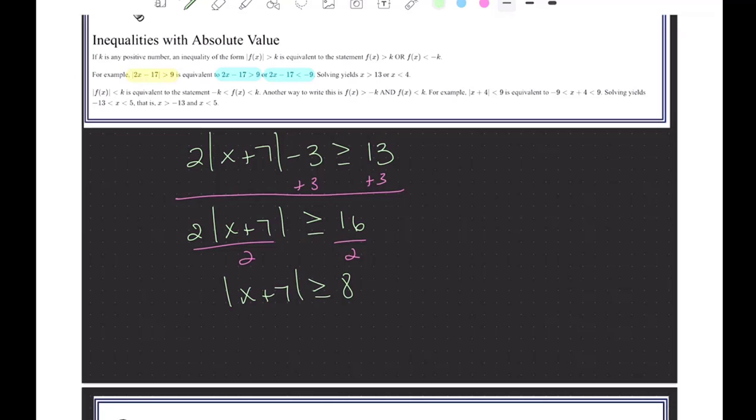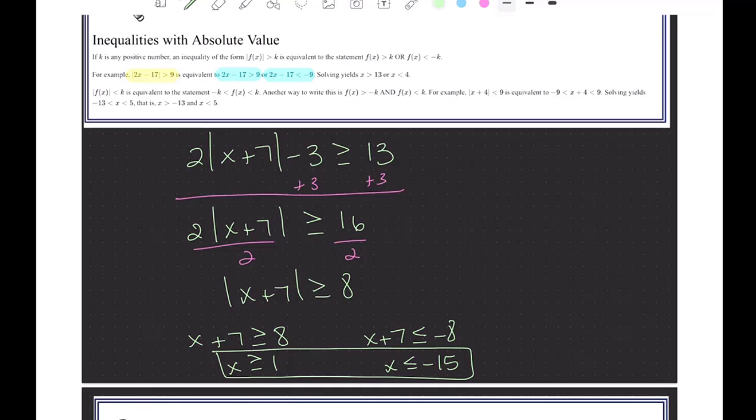So now I can create those two inequalities, right? I'm going to leave the first one just the way that it is. So x plus 7 is greater than or equal to 8. And then my second one, I'm going to flip the sign and I'm going to flip the inequality. So what do I get? x is greater than or equal to 1, and x is less than or equal to negative 15. Then I get those two answers.